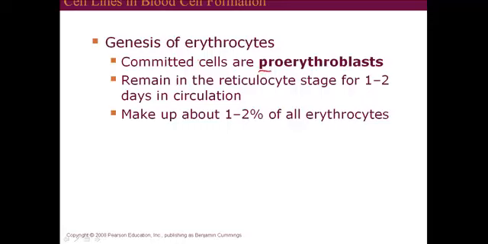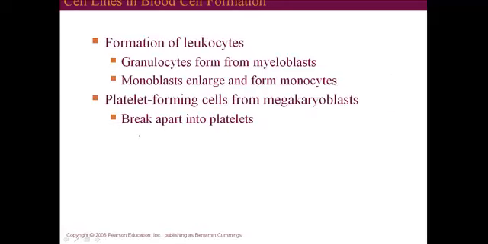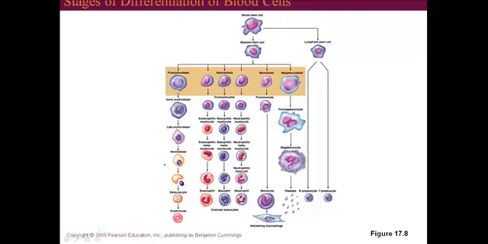Erythrocytes start their lives as proerythroblasts. Remember, blast is the precursor cell. They remain in the reticulocyte stage for 1 to 2 days and make up 1 to 2% of all erythrocytes. Leukocytes form from granulocytes from the myeloblasts. I have a chart of this, hang on. The platelet-forming cells are from megakaryoblasts. And here's the chart.